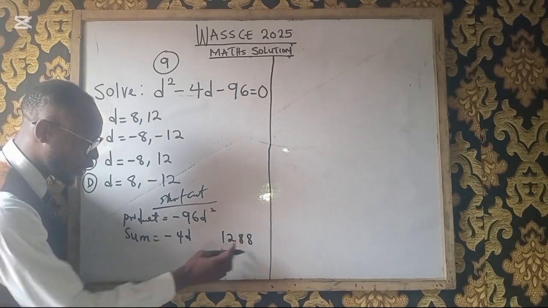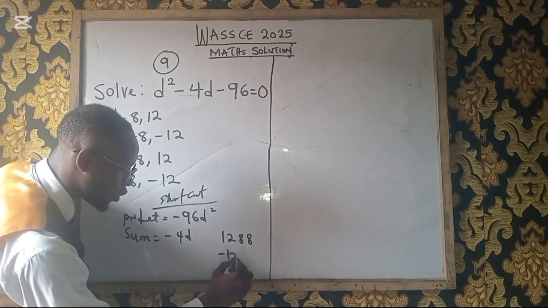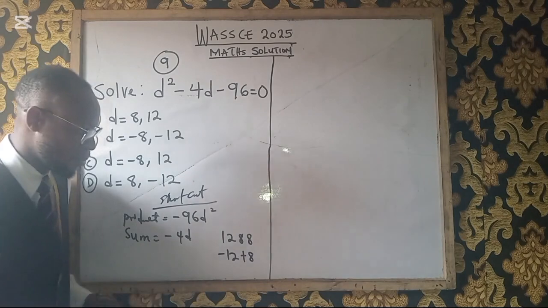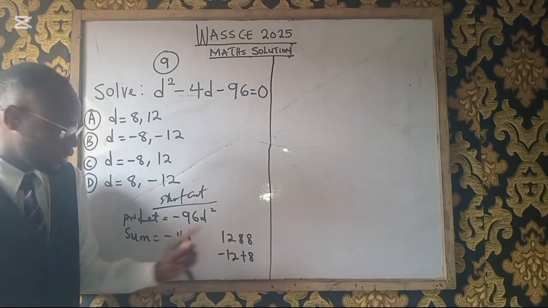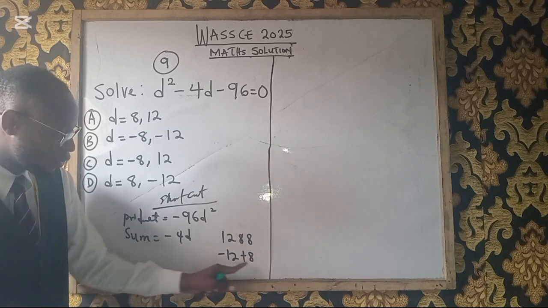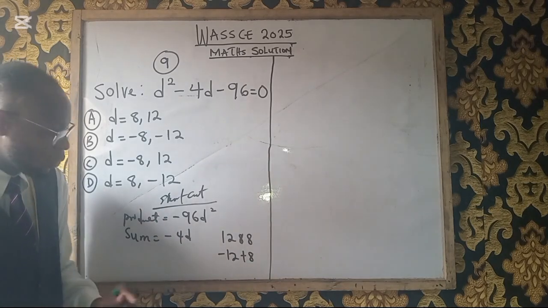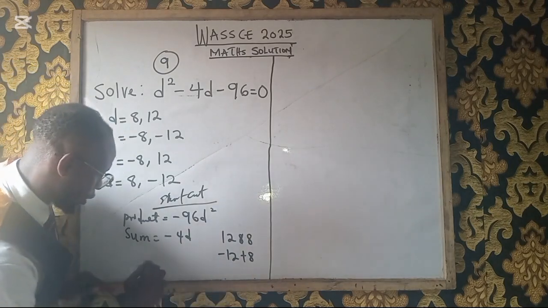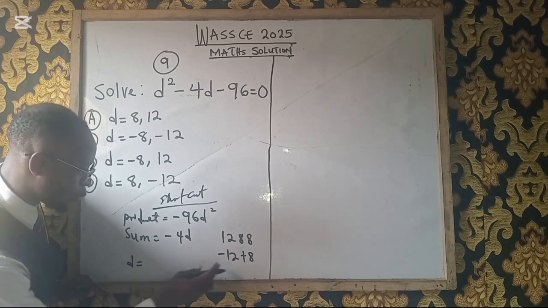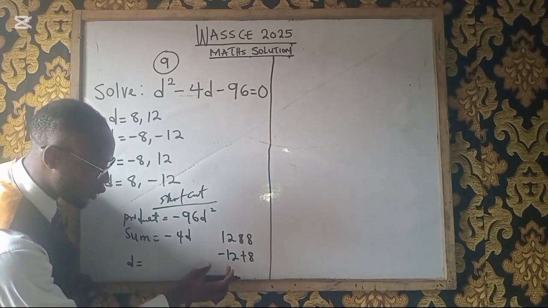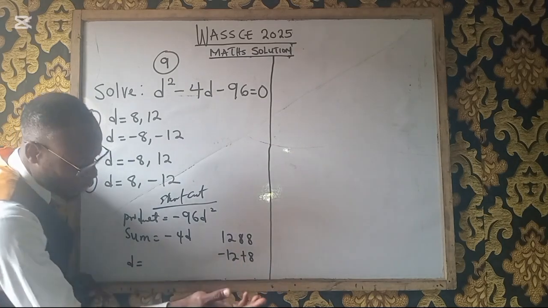So what we do here is arrange this as minus 12 plus 8, because minus 12 plus 8 will give us minus 4, and minus 12 times 8 will also give us minus 96. Are you getting it? So now you can see we have these two factors here. We can now say that d is equal to minus 12, plus 8. So just change their sign. That will be the value of d.